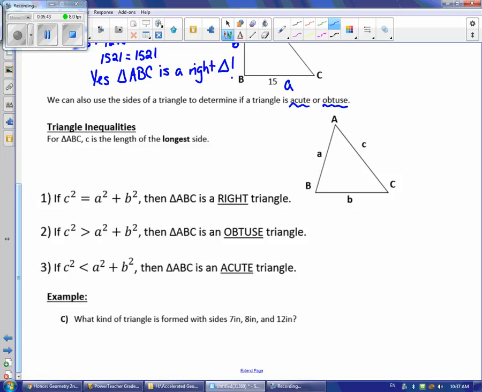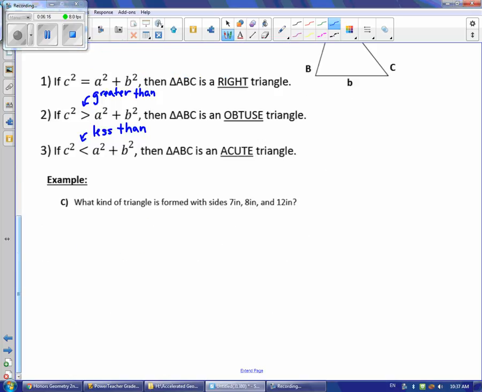So if C squared equals A squared plus B squared, then we get a right triangle, like you just saw in the example we did before. If C squared is, remember your inequality symbols, greater than A squared plus B squared, then your triangle is obtuse. And if C squared is less than A squared plus B squared, then your triangle is acute. Okay, so let's try an example.